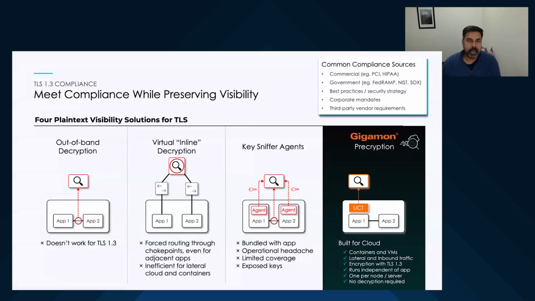First, I can do out-of-band decryption, and that works okay, but it's not going to work for perfect forward secrecy, PFS, type of encrypted traffic. I can also do virtual inline decryption, but it gets pretty heavy from a deployment perspective. Your developers, your app owners are going to put up a lot of red flags, a lot of resistance in putting something inline. They're also going to do the same thing for decryption that relies on key sniffing technology, because it kind of breaks the whole concept of having encryption in the first place.